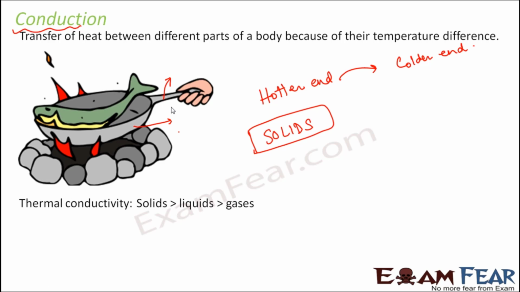Now, if you look at the thermal conductivity, that means how much heat is conducted by an object, it is seen that solids are the best conductors. Again, I am telling you it is not that all solids are. I am only talking about the good conductors of heat. So solids are better conductors than liquids, and liquids are better conductors than gases as far as thermal conductivity is concerned. Thermal conductivity means the ability to conduct heat. Thermal always means heat, and conductivity is nothing but the ability to conduct heat.